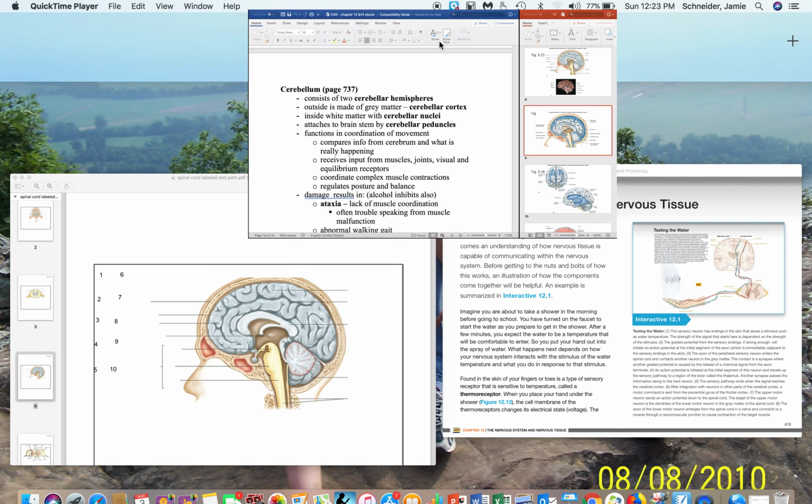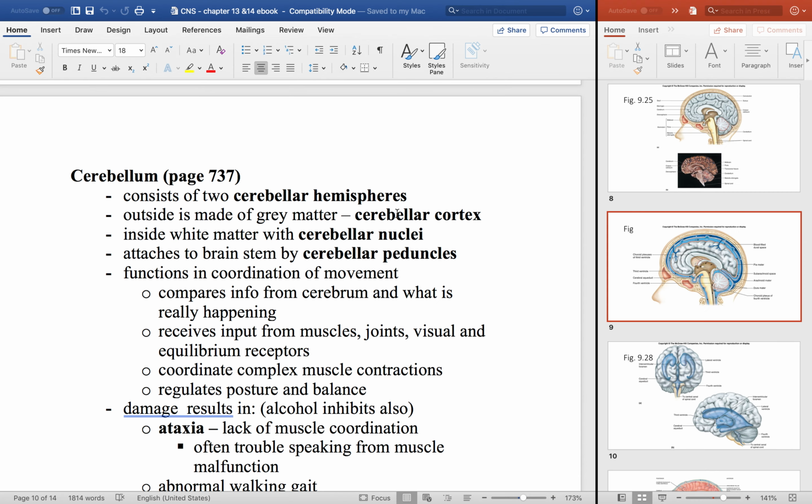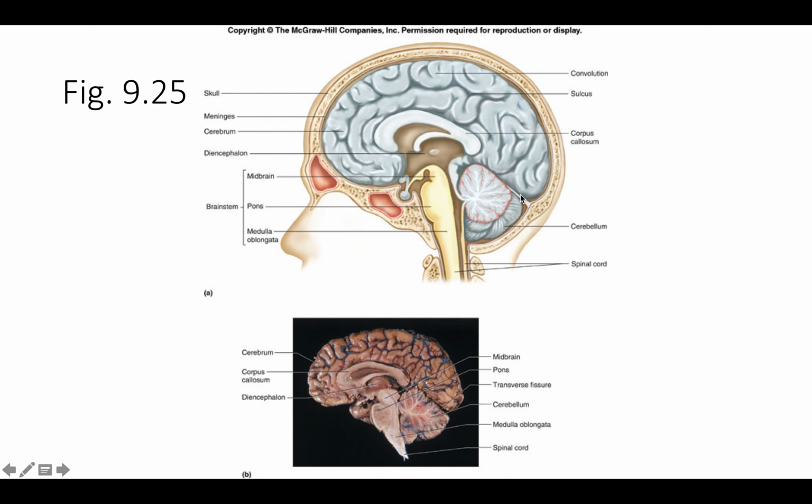So now we're going to talk about the cerebellum. The cerebellum is the third part of the brain. It consists of an area in the posterior aspect of the brain, and if you look at it, it's definitely separated from the cerebrum right here. This is the brainstem, so it's posterior to the brainstem, and this is the fourth ventricle, so it's posterior to the fourth ventricle, and then is the cerebellum.